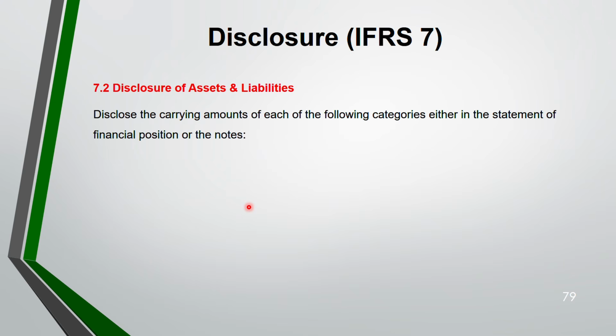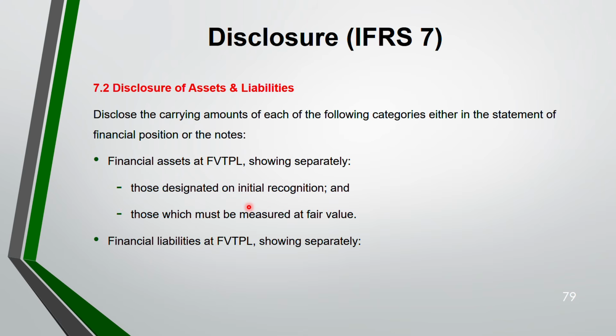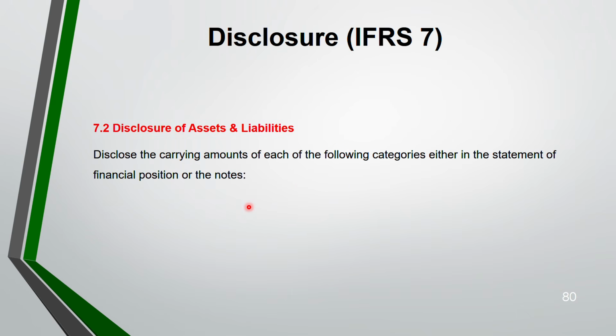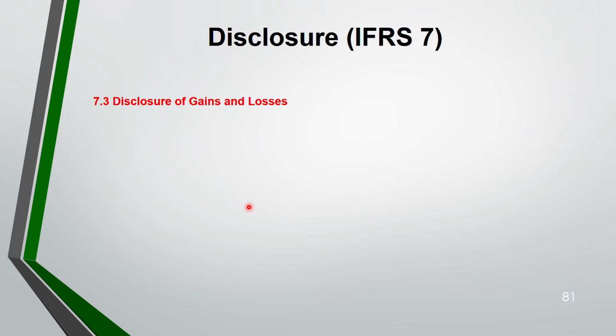So for each category, they will disclose their carrying amount. Financial assets at profit and loss, those designated on initial recognition and those which must be measured at fair value. Liabilities at profit and loss, designated on initial recognition, or that meet the definition of held for trading. Then financial assets at amortized cost, financial liabilities at amortized cost, financial assets at OCI. Remember, financial liabilities we do not measure at OCI, okay?